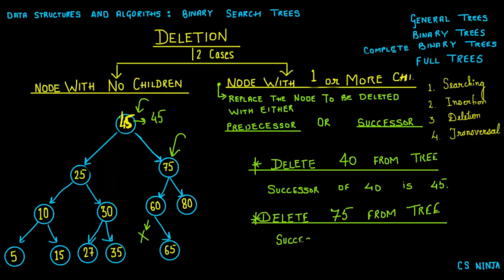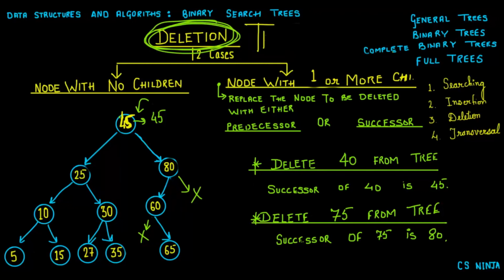Again we replace it with its successor, that is 80. But 80 appears at two places now. So we recursively delete 80. And 80 has no children, so we can simply delete it from the tree. So that was deletion in BST. In next video we will talk about traversal techniques in BST.